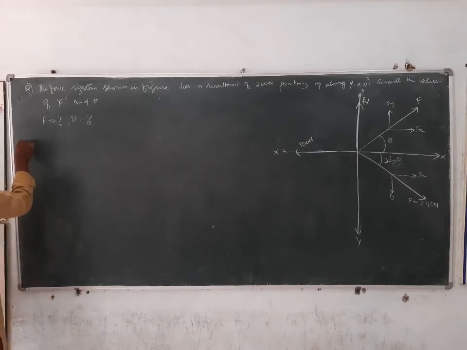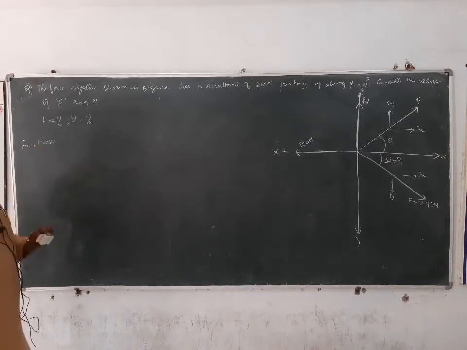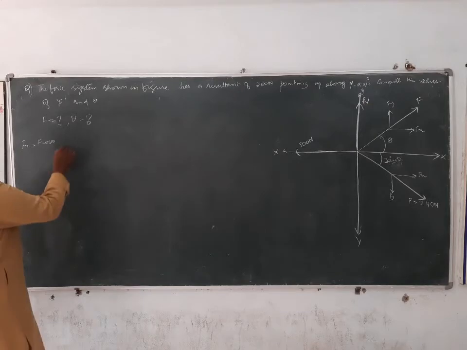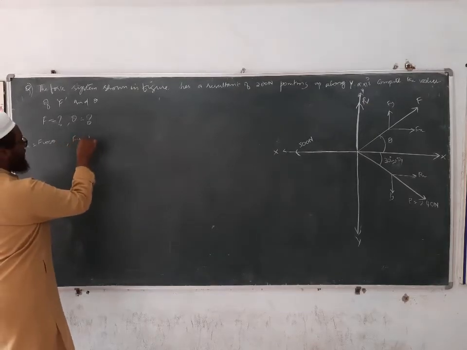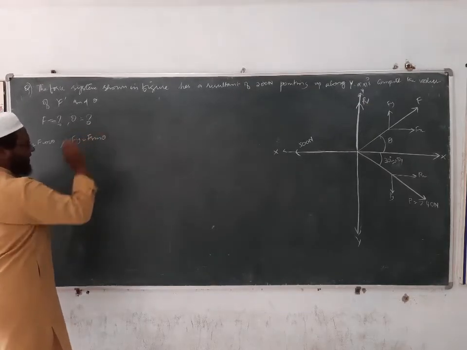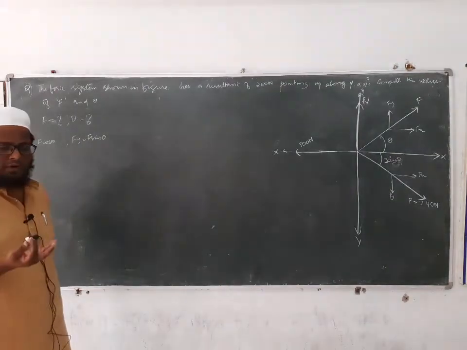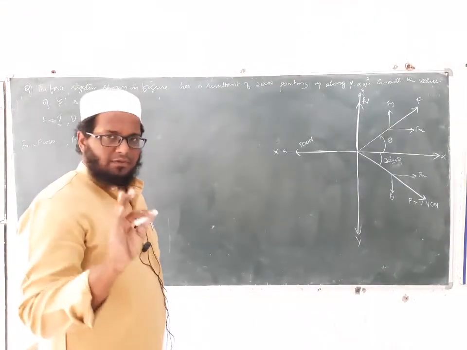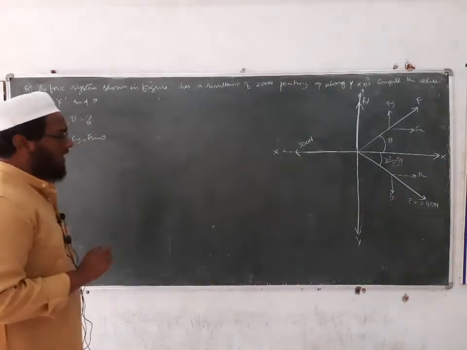But we know Fx is equal to F cos theta, because theta is measured from the x-axis. Similarly, Fy is equal to F sin theta. We don't know the values, but we know the formulas, and that is how the formulas come.